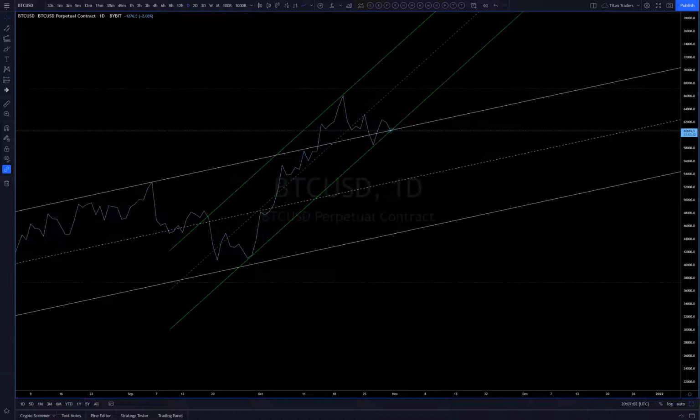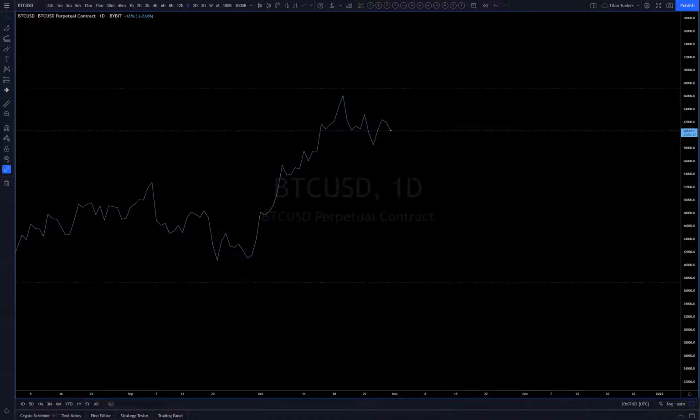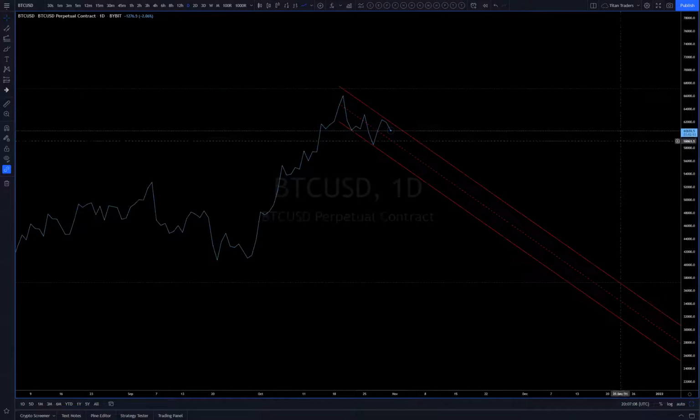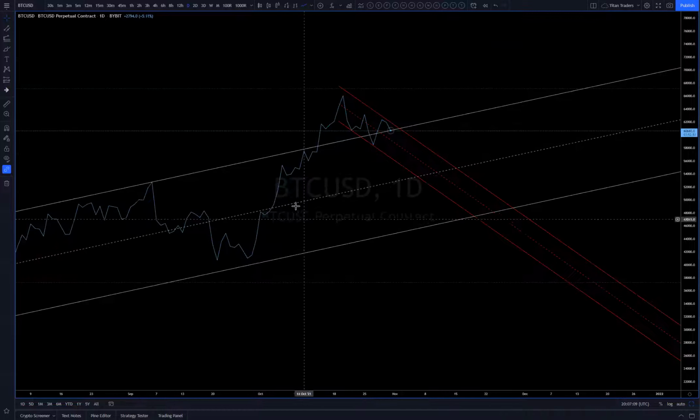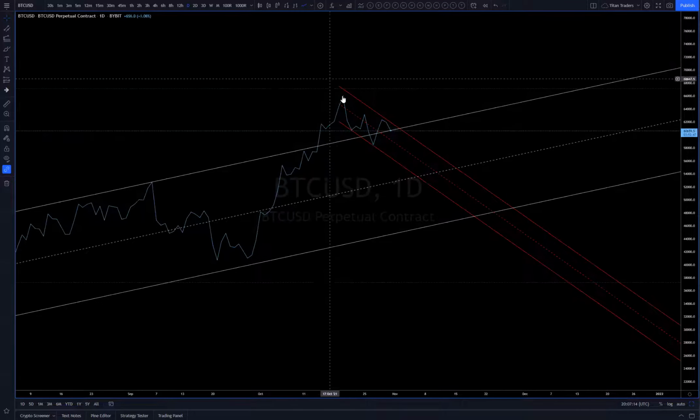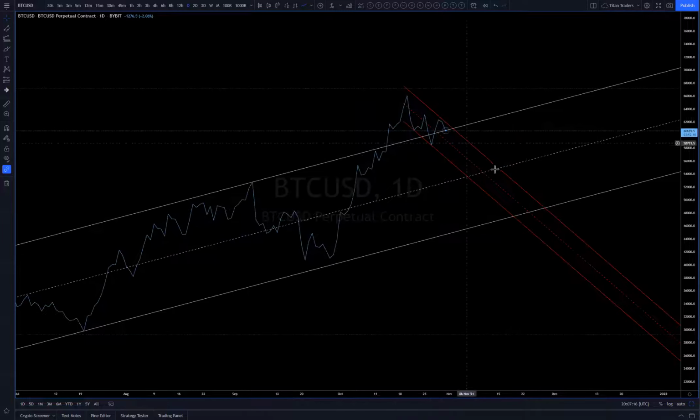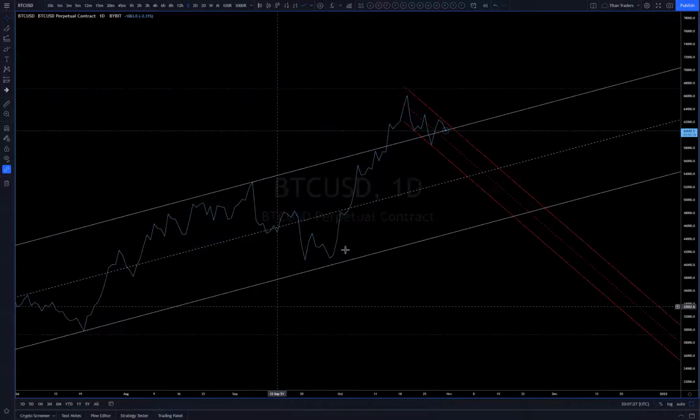The other possibility I'm looking at is if this channel was to fail, and what I mean by that is price breaking down out of this channel, and in which direction it could potentially go. I like to plan for both, and it would be very naive of me just to look at one particular setup.